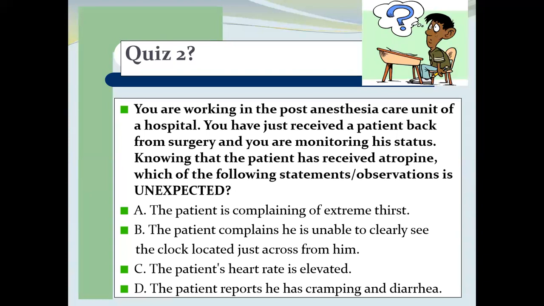The patient is complaining that he is unable to see clearly. Yes, because it causes paralysis of accommodation of the eyes. The patient's heart rate is high. Yes, because it causes elevated heart rate through blockade of M2. The patient reports he has eclampsia. That one is not a side effect of atropine.